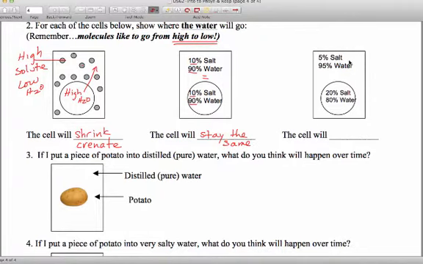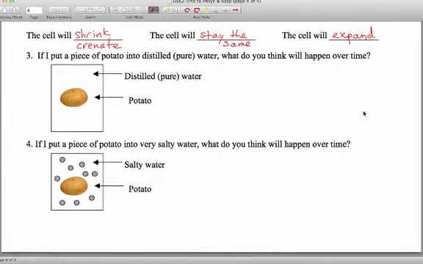Then looking at our last one, we have 95% water on the outside and 80% water on the inside. That means I'm high on the outside, low on the inside. If things want to equal out, we have to move the stuff from the outside to the inside so that they become equal. So my arrow is going to be pointing in. And if my arrow is pointing in and water is moving into the cell, I know that the cell will have to expand. If it continues to move in, there's a possibility that this cell can actually rupture, or another term for that is lyse. All right, now let's look at our next question.